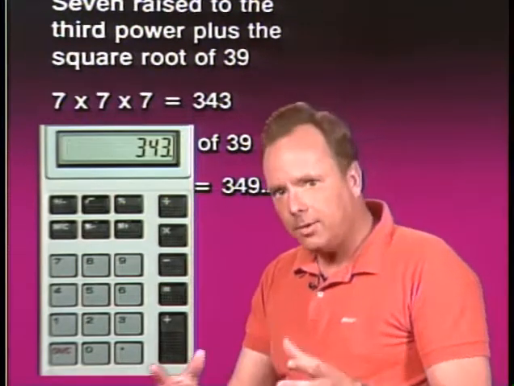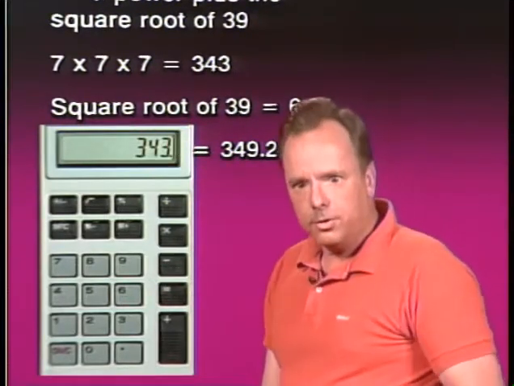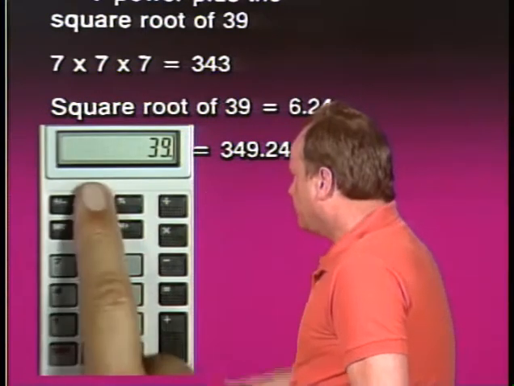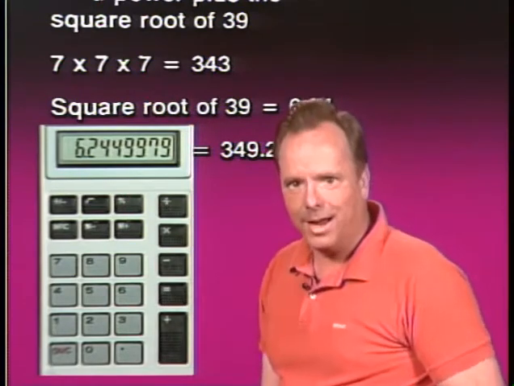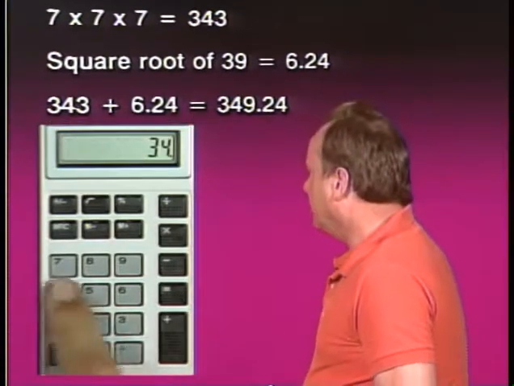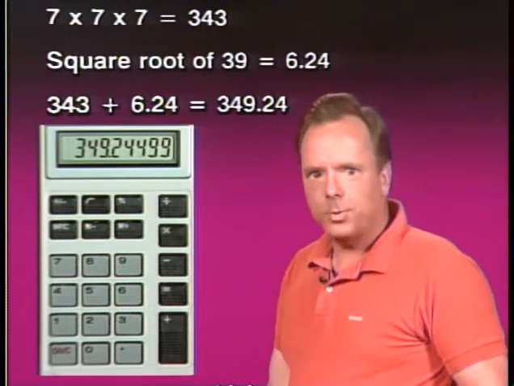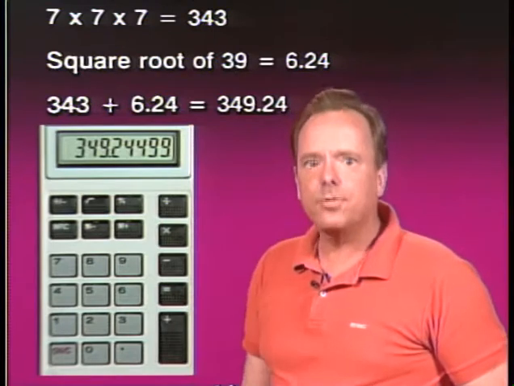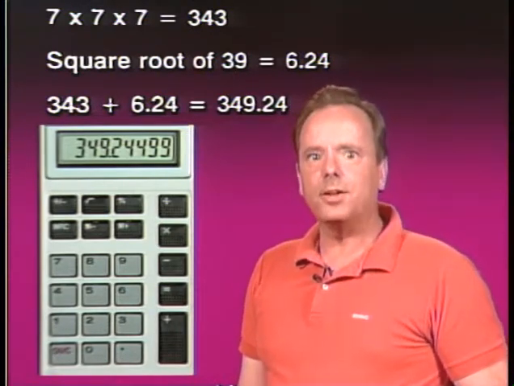So 7 used as a factor 3 times is 343, and that's 7 raised to the 3rd power. Now we want to add that number, 343, to the square root of 39. So all you have to do is take your calculator and punch in 39, and take the square root of it, and we get 6.2449979. Now you keep that number and add 343 to it, and you get 349.24. That's the way you're going to do this on a test. So if you just have an electronic calculator with you and understand the language, and that's all we're talking about here is the language, and if you understand that, you got it made.